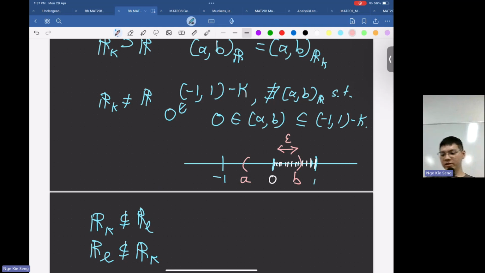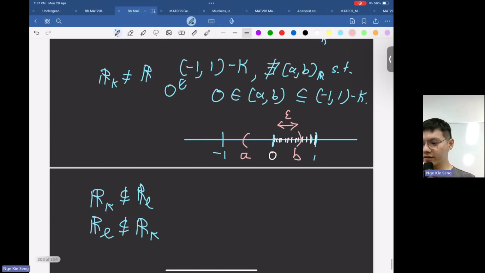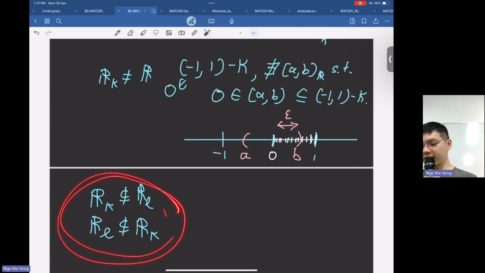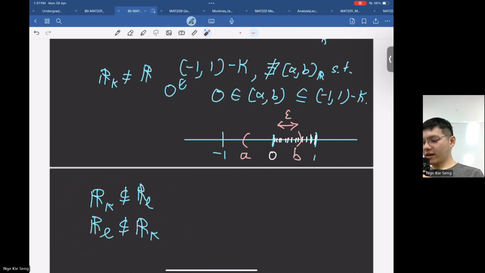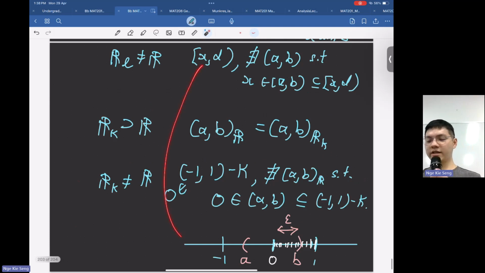Okay. So you can use similar examples to prove these two properties. I'll try to write it out in the notes, but you should think about it because it's really an example that was already given above.